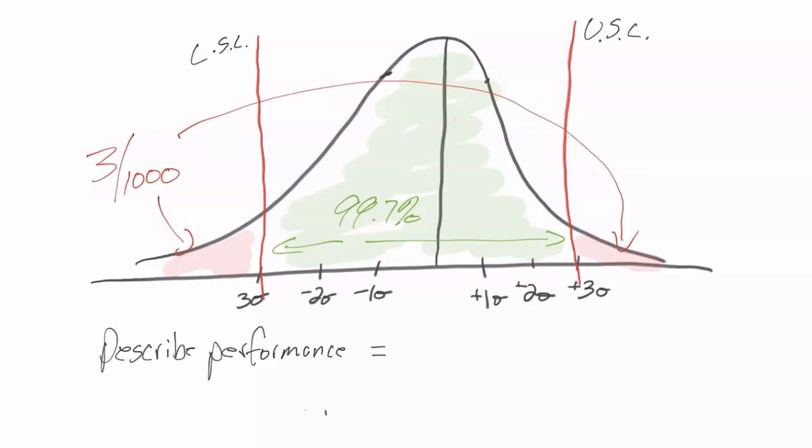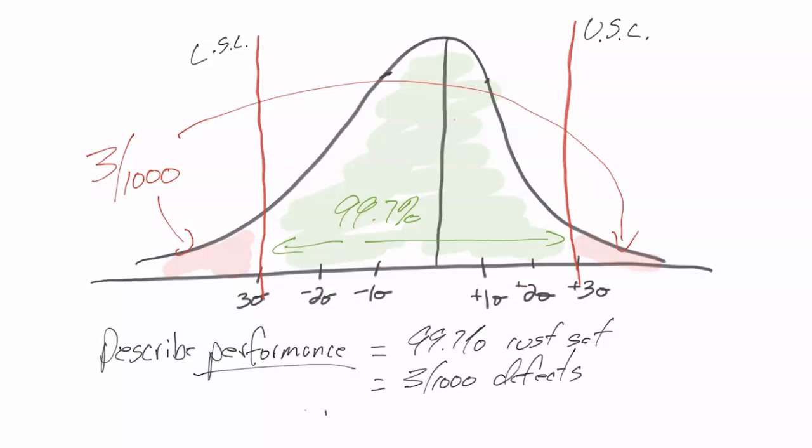So I think there's a number of ways that we could describe performance in this system. One way would be to say, we're operating at 99.7% customer sat. Another way would be to say we've only got 3 out of 1,000 defects. But what one organization decided to describe this performance as is to say that there is not just 1, but 2, but 3 standard deviations that fit on the high side, and 1, 2, 3 standard deviations that fit on the low side.